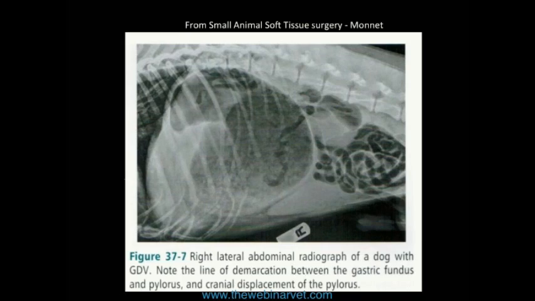So we have a few examples here. This is kind of a classic GDV picture. The pylorus is all the way up at the top near the diaphragm, and you can see this solid, more tissue-like line going up into the stomach along here, and then a nice big bubble below. When I'm talking about compartmentalization, I'm talking about that line that you see. That shows that the stomach is bending in an abnormal way, so there is compartmentalization of the stomach into a couple different areas.